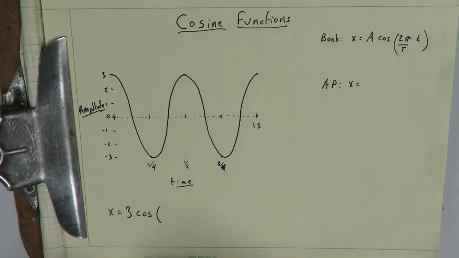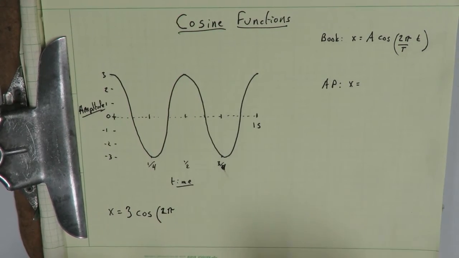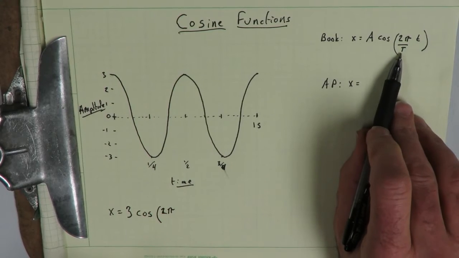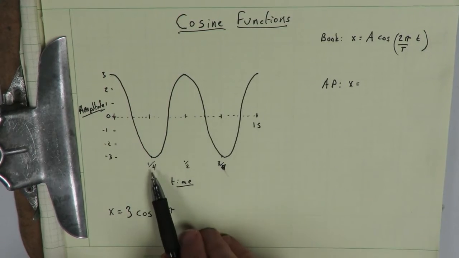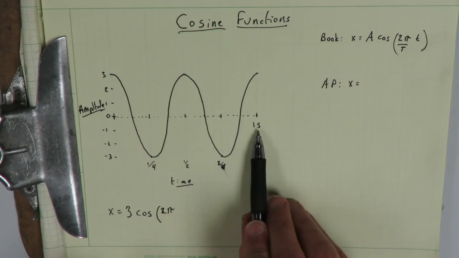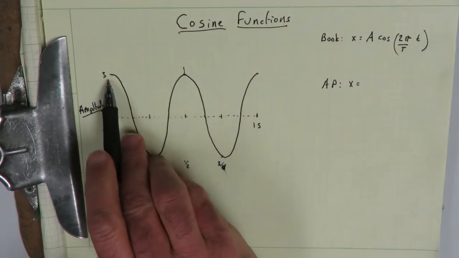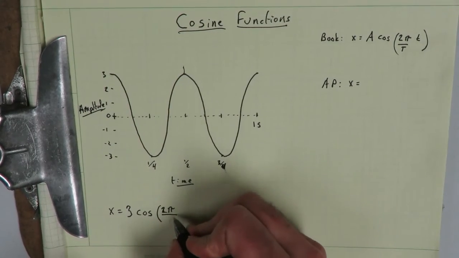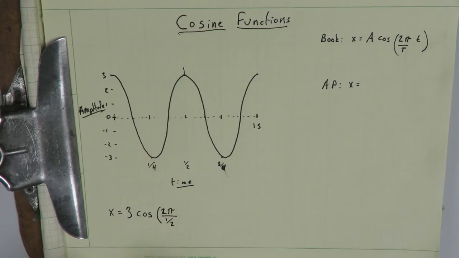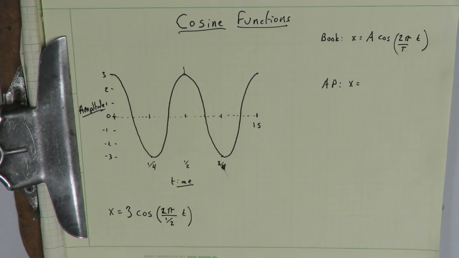Now, what's going to be inside? Well, 2 pi divided by the period. So what is the period in this case? Well, this is 1 second to here, quarter second, half a second, 3/4 second, 1 second. So the period, this is 1 full cycle. From here to here, this is 1 full cycle. So our period is a half a second. So we're going to divide this by 1/2. And then we're going to put in the little t, which is the moment in time that we are interested in.